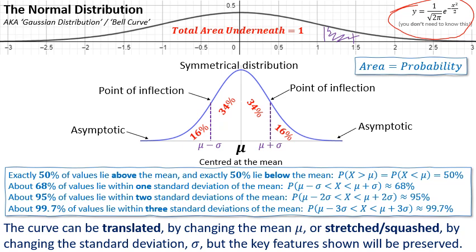It doesn't have to have a mean of 0 and a standard deviation of 1 like the picture at the top. We can modify it to get the normal distribution that fits the mean and the standard deviation for our own particular situation.